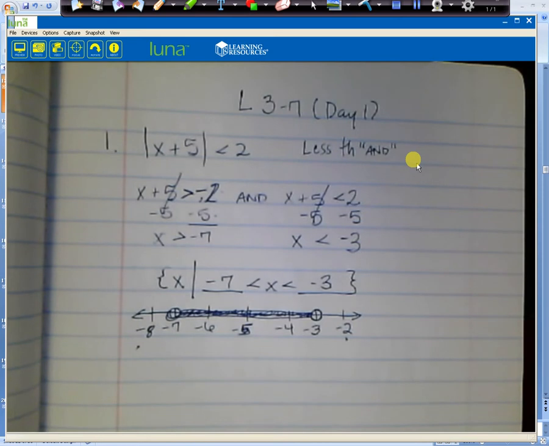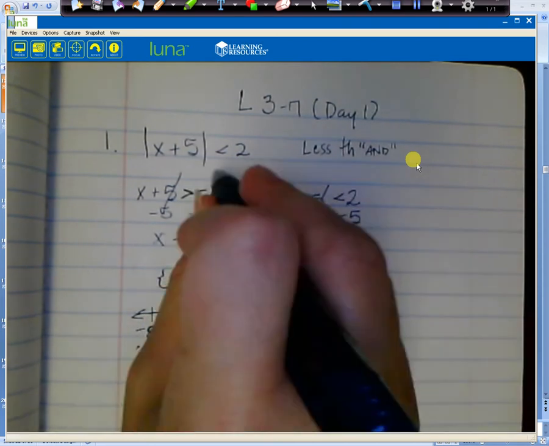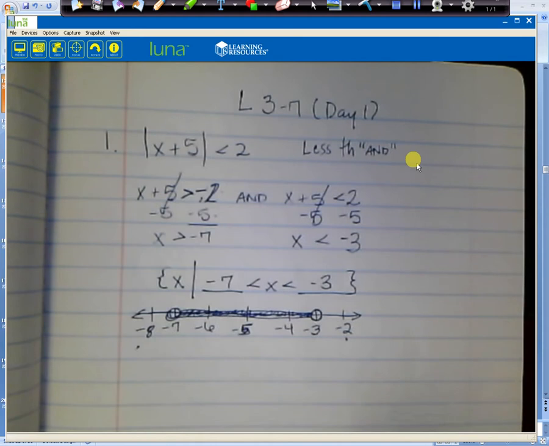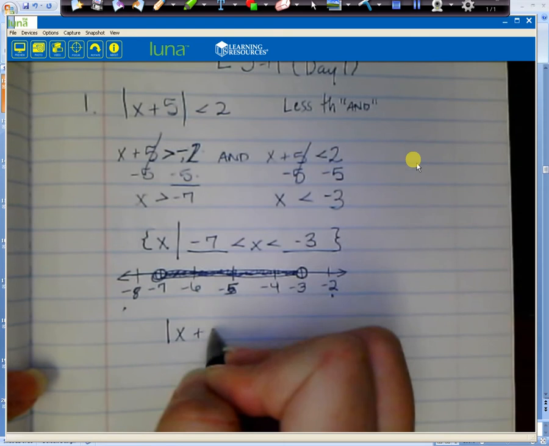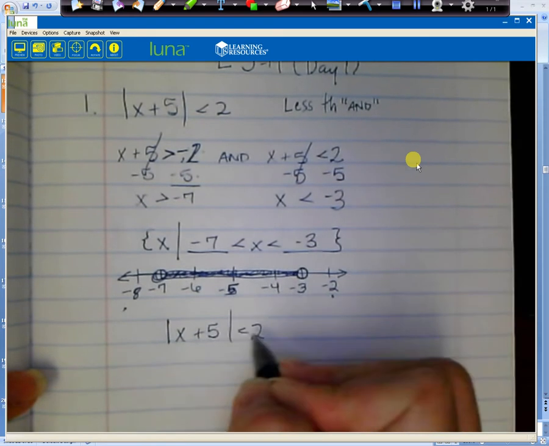So we have solved, we have set, we have graphed, and now we can check. We're going to check with a number that is inside the shaded region. So I'm going to go with a number negative 5 because it's in the middle of my shaded region. I have to come back to the original problem to check. I always come back to the original problem to check. So I'm going to say the absolute value of x plus 5 is less than 2. This is my check.